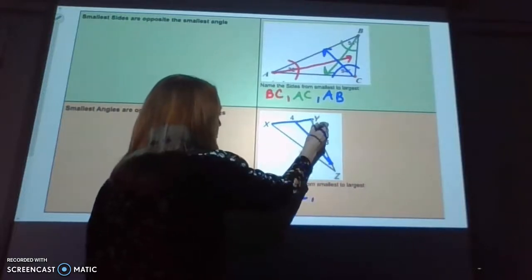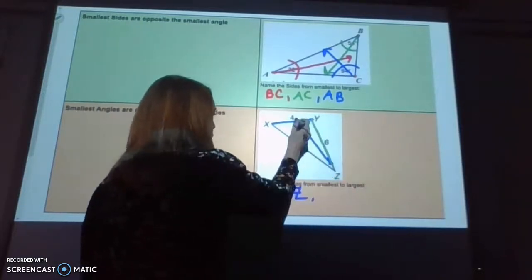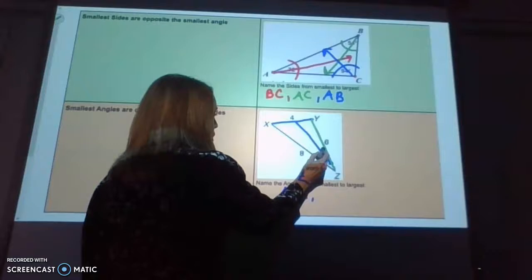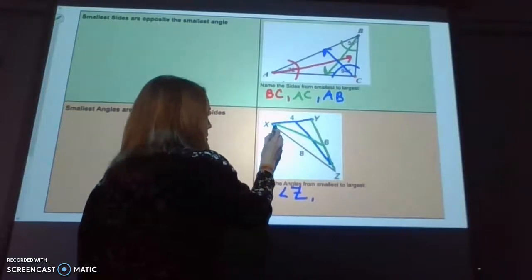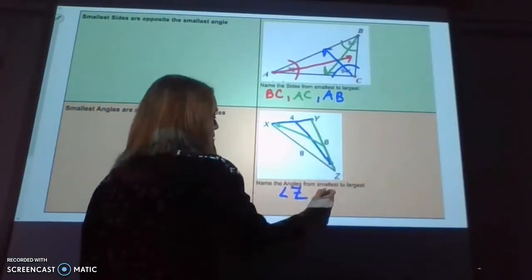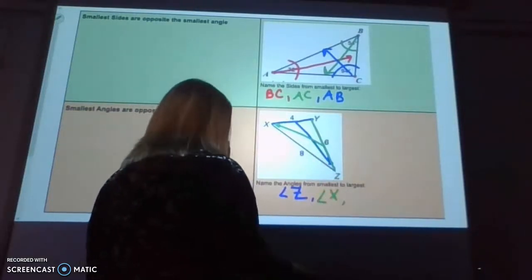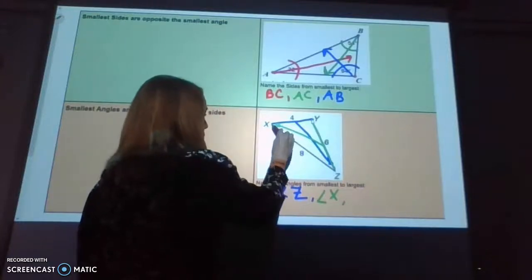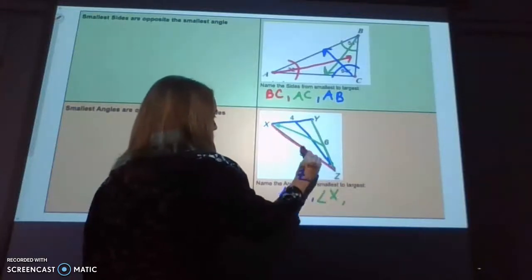And now we have 6 is next, so 4 is the smallest, now 6. Across from the 6 is X, so we used Y and Z, must be X. And then across from our 8 is Y.